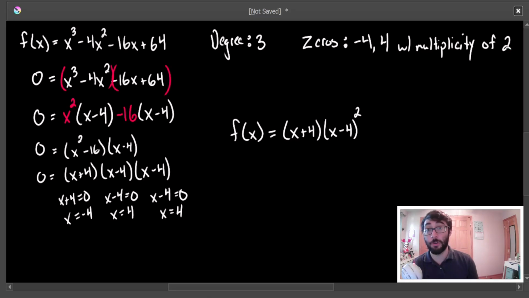However, if a 0 occurs an odd number of times, so say once, or 3 times, or 7 times, or 11 times, then it is going to cross the x-axis like it normally would. We'll get to that a little bit later once we start talking about graphing, but it is important to make sure that you do write with a multiplicity of 2. If the 0 happened 5 times, I would say with a multiplicity of 5, and so on and so on. So let's take a look at one last problem.